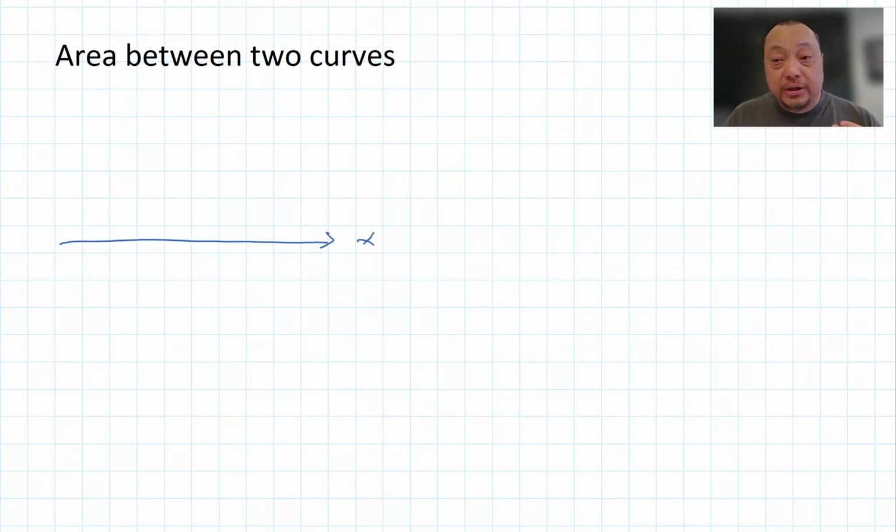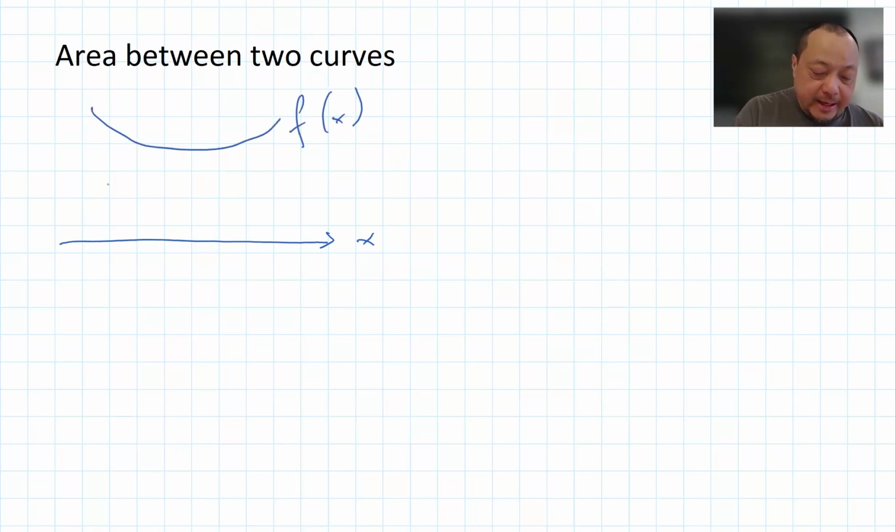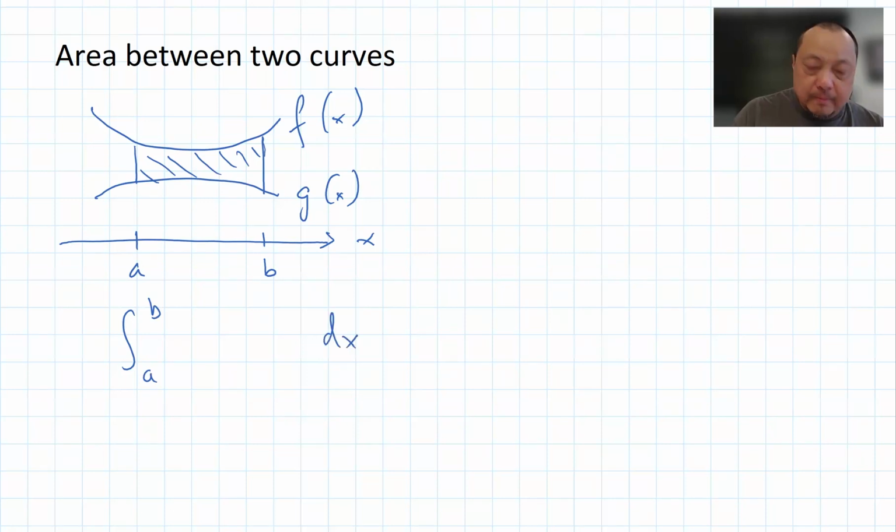Just like area under the curve, things are really nice if one curve is completely on one side of the other without crossing. So if I have f(x) here and g(x) here, and I want the area between f and g from a to b, then all I need is the integral from a to b of the difference between them. Well, I still need to know if I'm going to do f(x) minus g(x), or g(x) minus f(x). In this case, it'll be f(x) minus g(x).